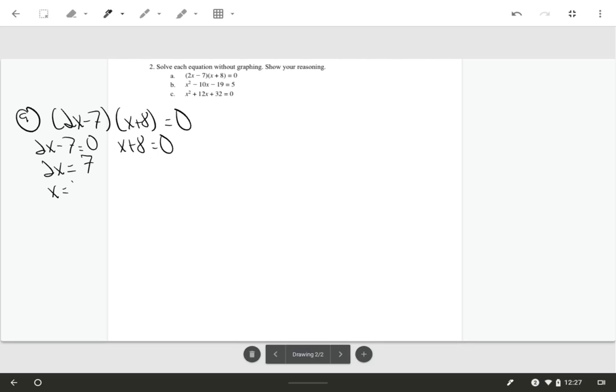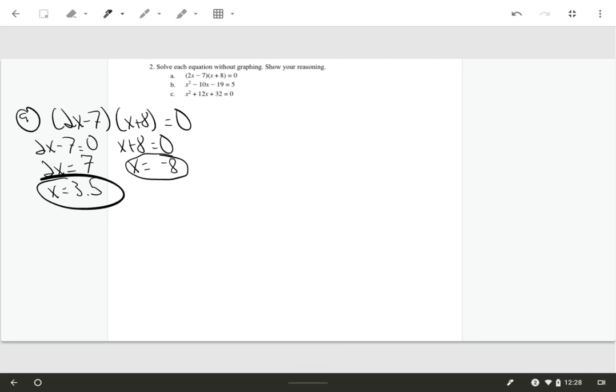So that's going to be 3.5. 7 divided by 2 is 3.5. So x equals 3.5 is one of the solutions for A. The other solution, x plus 8 equals 0. I will solve that by subtracting 8 from both sides. So I'm going to get x equals 0 minus 8, which is negative 8.